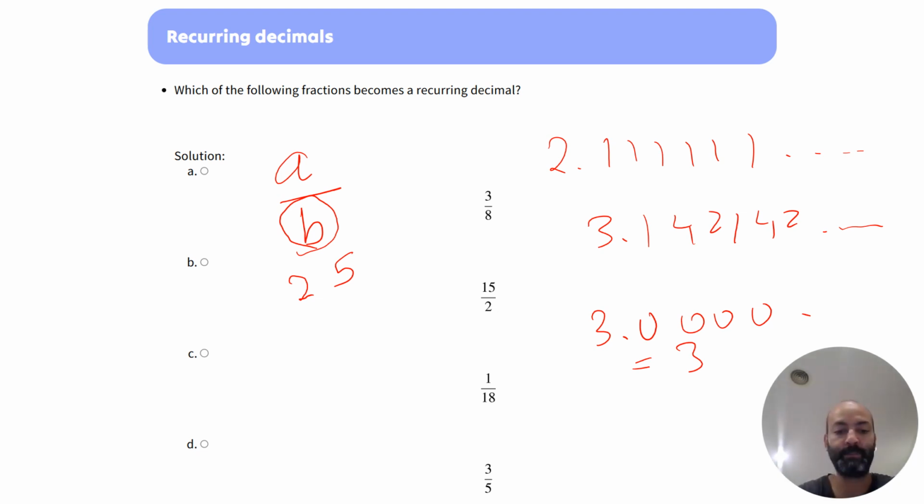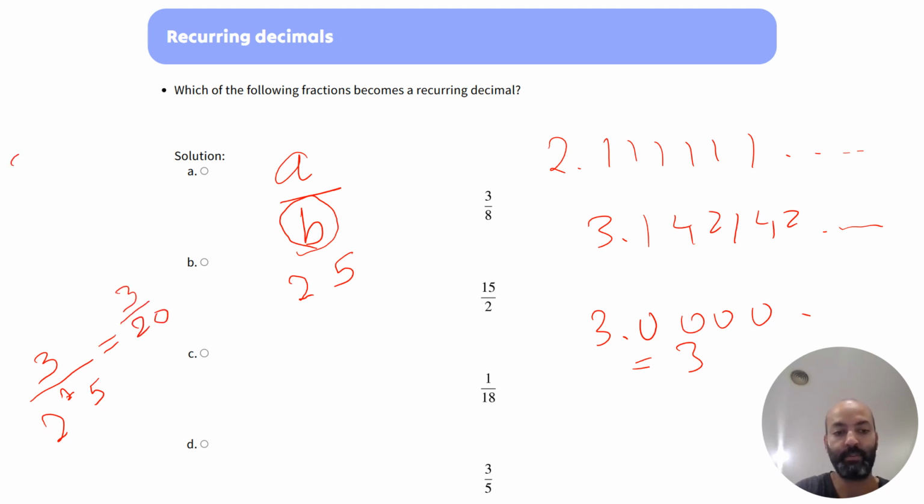So as an example, 3 divided by, let's say, 2 to the power of 2 times 5, that is not a recurring decimal, right? Because all the factors of this number are 2s and 5s. So that's 2 times 2 times 5, and that is basically 3 divided by 20.